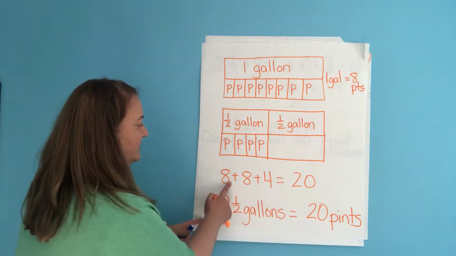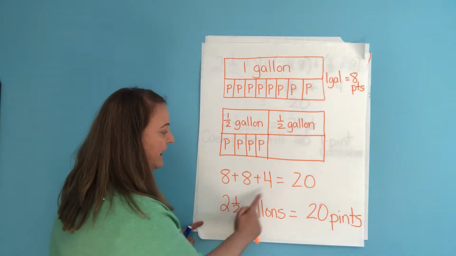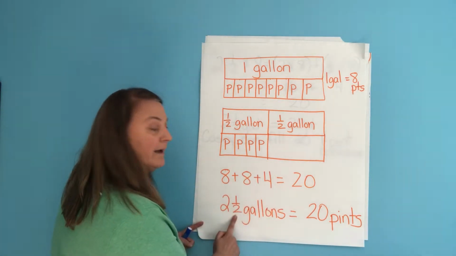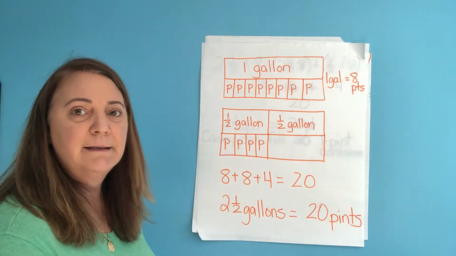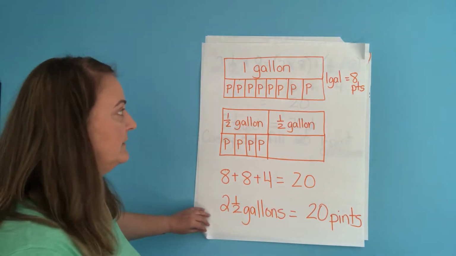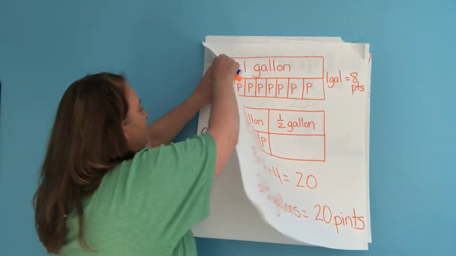So we have 8 for each gallon, 8 for the second gallon, and then we have 4, half of that, for the half gallon. So the total number of pints that she can fill is 20. And there's yet another way to do this.